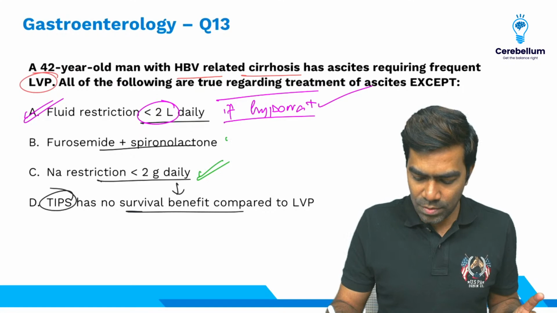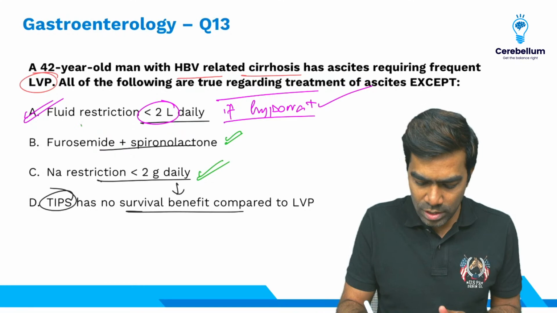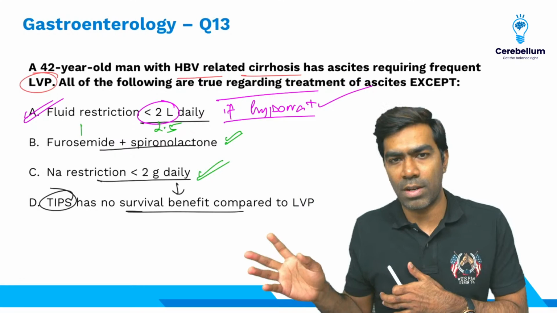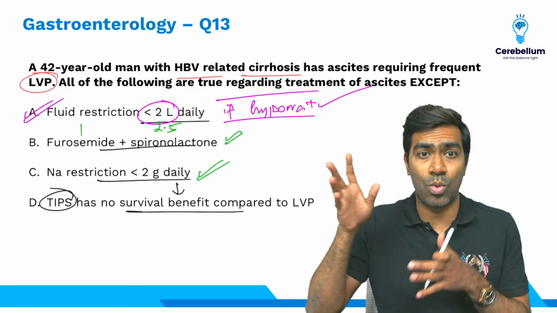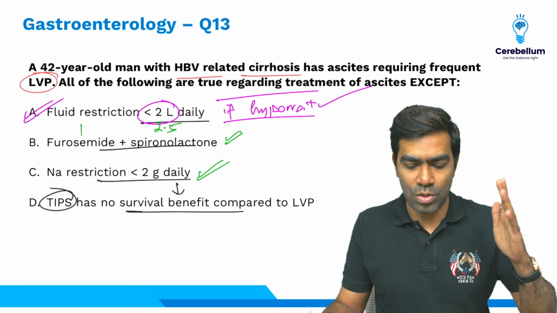Second, furosemide and spironolactone are usually given in the ratio of 1 to 2.5. That's the ratio that we use. 40 milligram of furosemide, 100 milligram of spironolactone. 80 milligram of furosemide, 200 milligram of spironolactone. 120 milligram of furosemide, 300 milligram of spironolactone. 160 milligram of furosemide, 400 milligram of spironolactone. That's the max you can go. So salt restriction, furosemide and spironolactone. And if somebody asks you what is the most effective drug in cirrhosis to reduce ascites, it is spironolactone, not furosemide. Okay, that's the most effective drug.